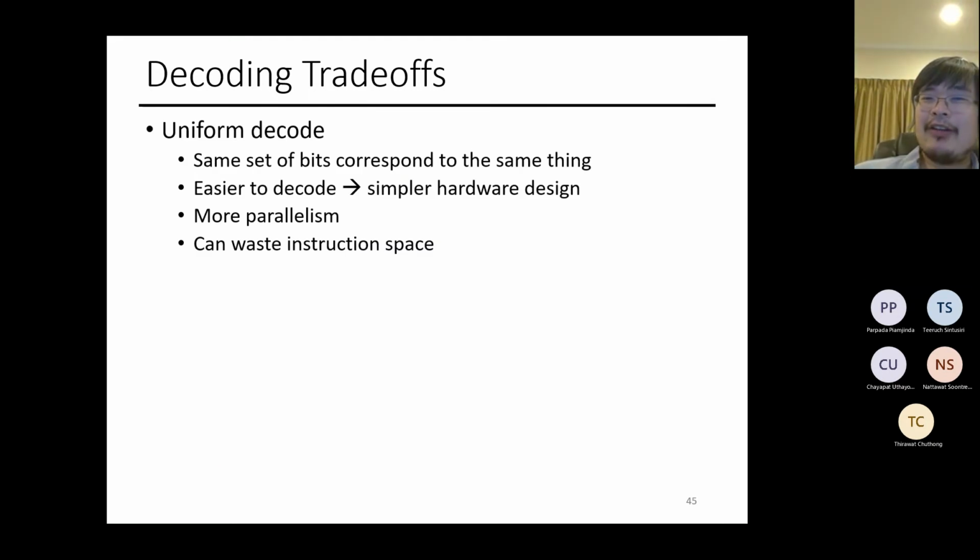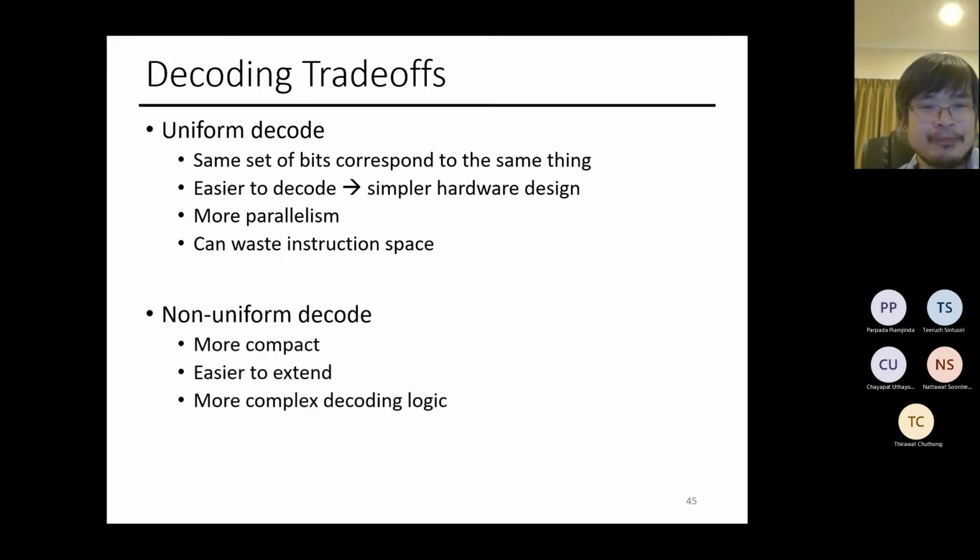There's also a decoding trade-off, where uniform decode means that the same position means the same thing. This is easier to decode because it's much easier to design the hardware. It can also waste instruction space. You can have non-uniform decode, where things are more compact and easier to extend. But each position of the bits can now mean different things, so it's much more complex to build the hardware to figure out what the commands are.